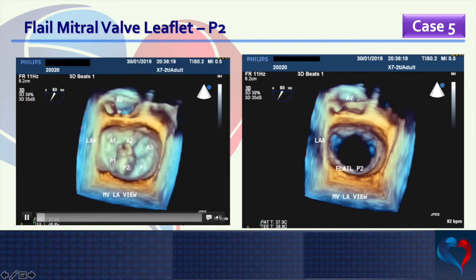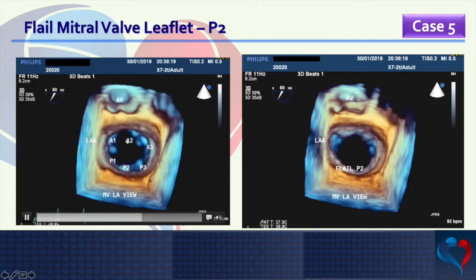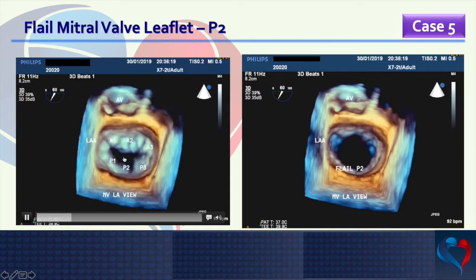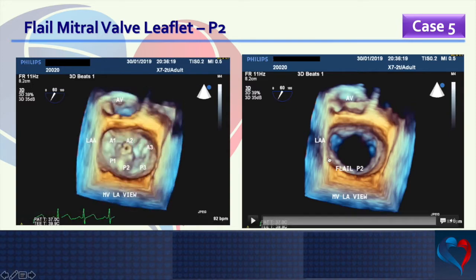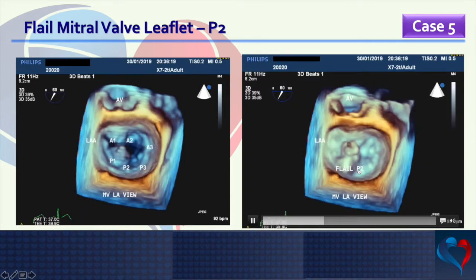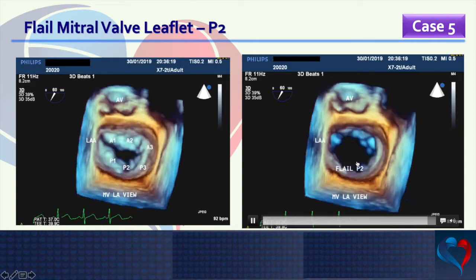This is the aortic valve, which is lying anterior to the mitral valve leaflet. Here is the P2 scallop with its chordae. It is a flail, and it is protruding into the left atrium. Again, this is a similar view, and you can see the flail leaflet in the left atrium.